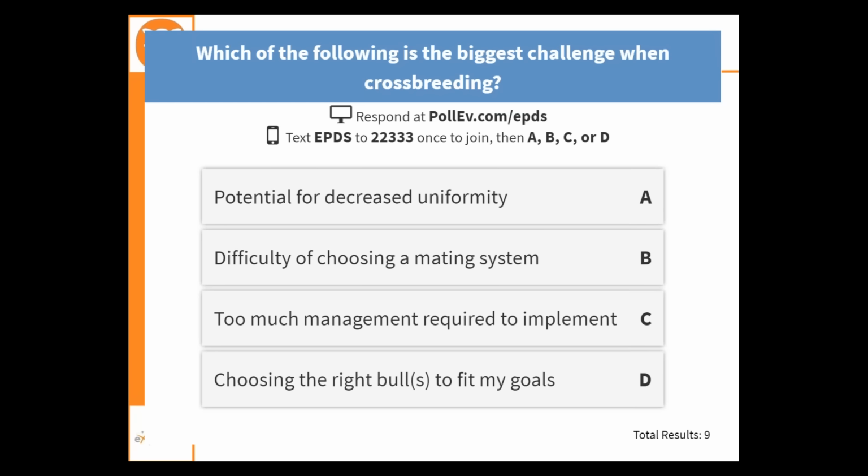Potential for decreased uniformity, A. That it's just difficult to choose a particular mating system, B. Maybe too much management required to implement a particular mating system. If you think that, check C. Or maybe just choosing the right bulls to fit that goal and that mating system. That would be choice D. So if you would, go ahead and text in your answers.